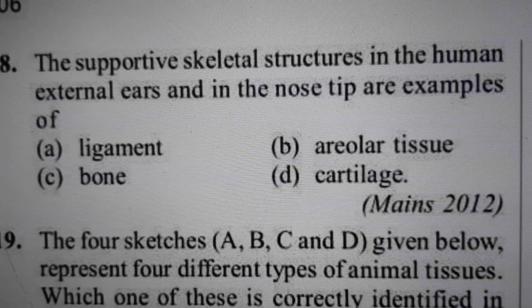This is the next question. The supportive skeletal structures in the human external ears and in the nose tip are examples of A. Ligament, B. Areolar tissue, C. Bone, D. Cartilage. The answer for this is option D, cartilage.